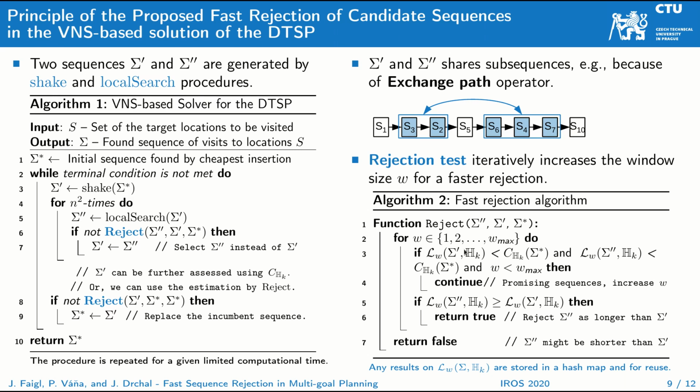We start with the window of the size 1 and check if the lower bound is below the cost of the current best solution. If so, we consider a larger window to get a better lower bound estimate.